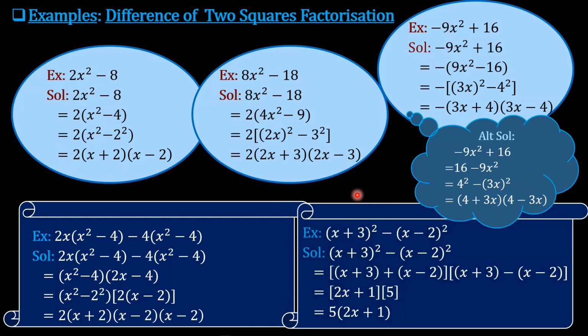This is another example, very straightforward, just x plus 3 whole square minus x minus 2 whole square. We consider this as a, so a square, minus this as b square. So a plus b times a minus b, then simplification. This part on simplification gives us 2x plus 1, and this part on simplification gives us 5. So this 5 comes to the left side, so 5 times 2x plus 1.